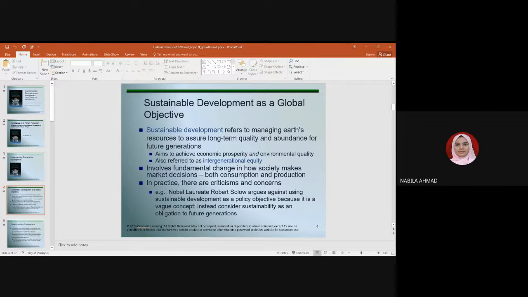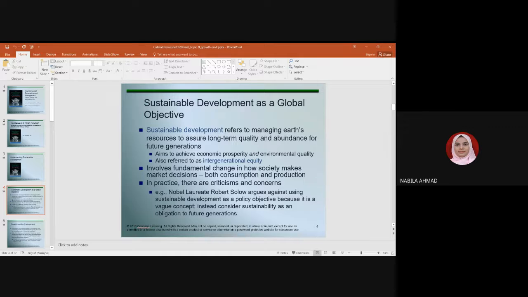Okay. Sustainable development refers to managing Earth's resources to assure long-term quality and abundance for future generation. Ya, itu adalah maksud sustainable development. Kita nak make sure that environment kita ini terpelihara dan semua resources yang ada boleh digunakan dalam satu jangka masa yang lama untuk future generation, right? Jadi of course environmental objective, kita nak achieve environmental quality by reducing any pollution to the level that is acceptable to society. Kita nak reduce keseluruhan tak boleh, so kita kena reduce to an acceptable level. Okay, and that's why berlakulah satu objektif yang dipanggil sebagai sustainable development, right?